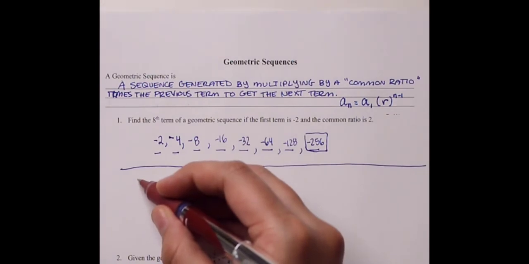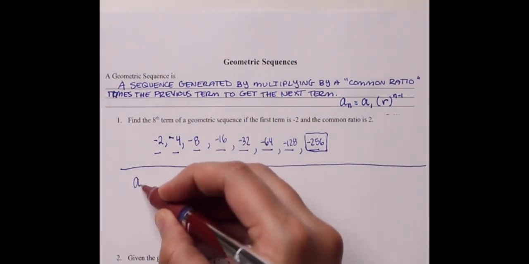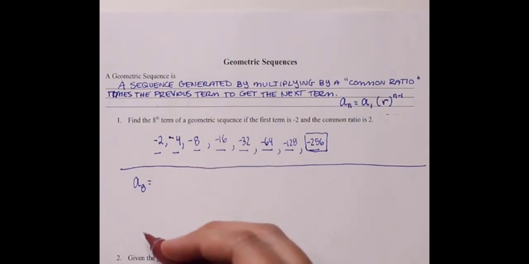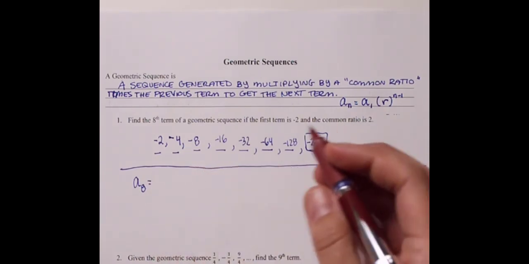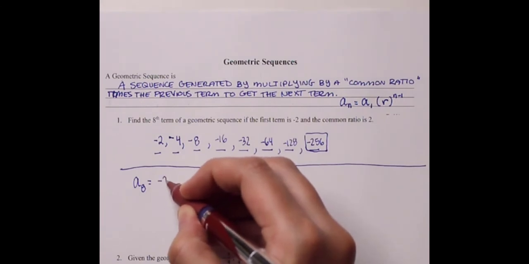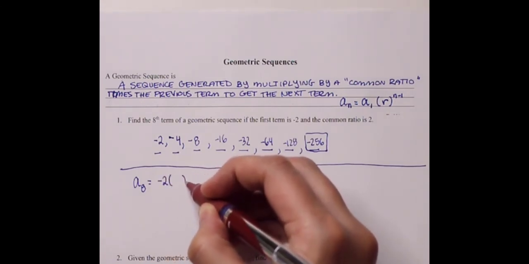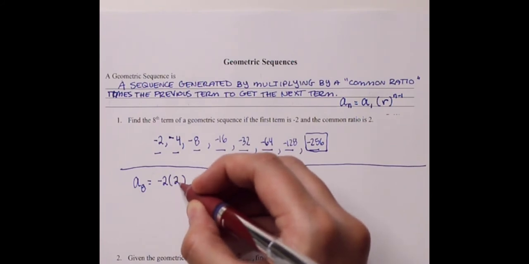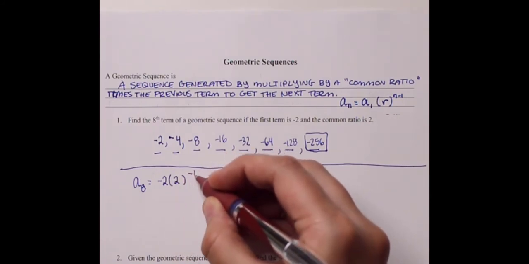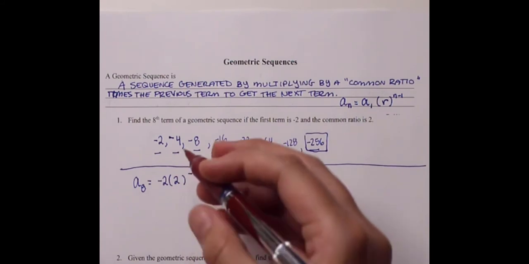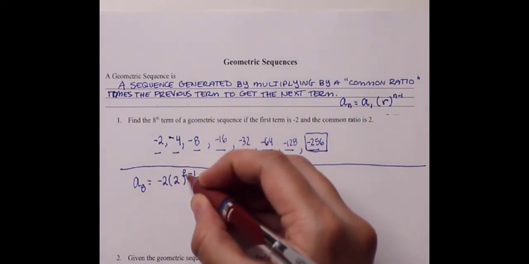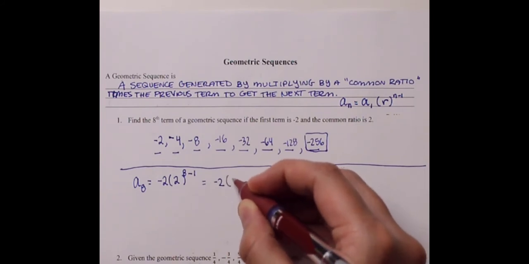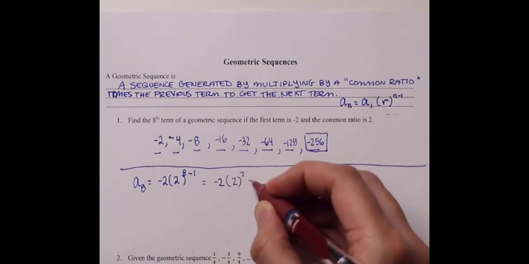A sub n, in this case we're looking for a sub 8. And we know the first term, so a sub 1 is the first term, which was negative 2. We times that by r, which is 2, raised to the n minus 1 power. So n is the term number we're looking for, which is 8. So this is negative 2 times 2 to the 7th power.